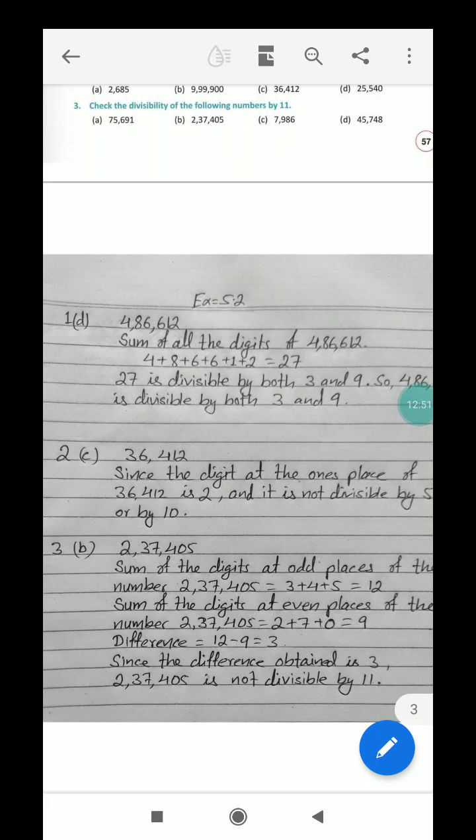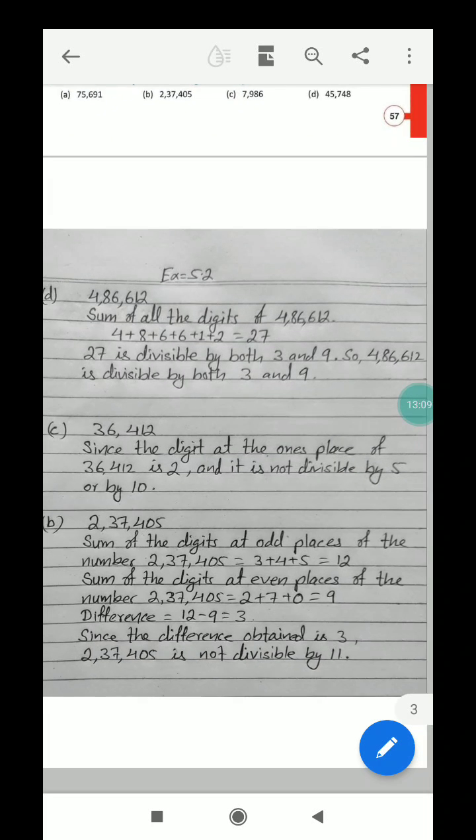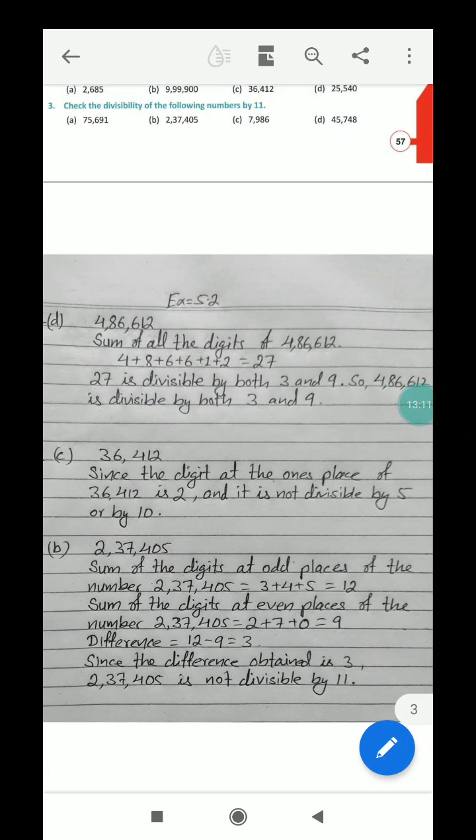4 plus 8 equals 12. 12 plus 6 equals 18. 18 plus 6 equals 24. 24 plus 1, 25. 25 plus 2 equals 27. Therefore, we know that 27 is divisible by both 3 and 9. So 4,86,612 is divisible by both 3 and 9.